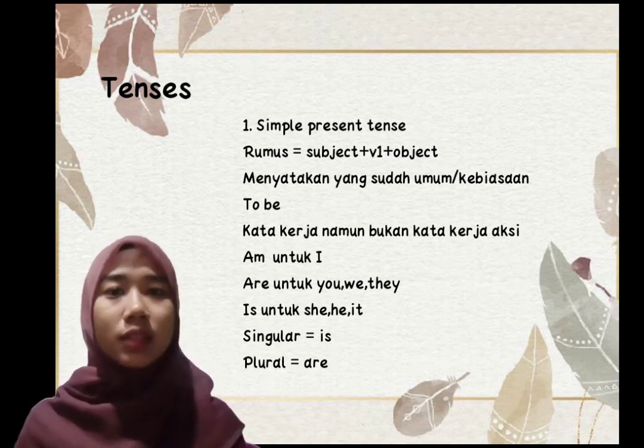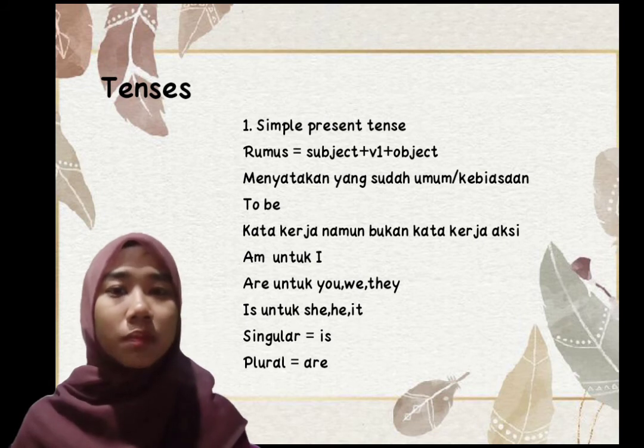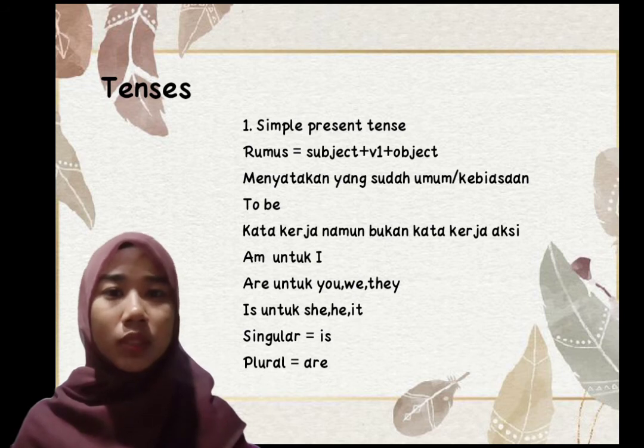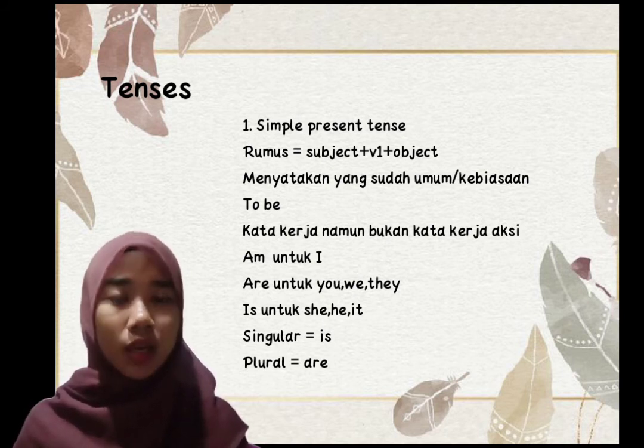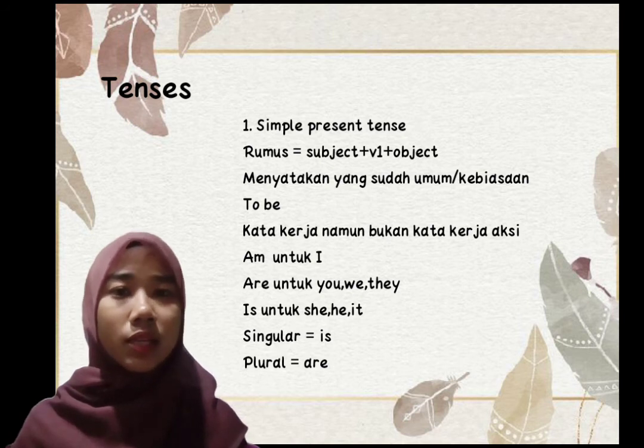Yang pertama adalah simple present tense. Simple present tense adalah kata yang menunjukkan kebenaran yang sudah umum atau kebiasaan, di mana rumusnya subject plus verb 1 plus objek. Jika subjeknya tunggal, maka menggunakan s atau es. Namun jika subjeknya jamak, maka tidak menggunakan s atau es.